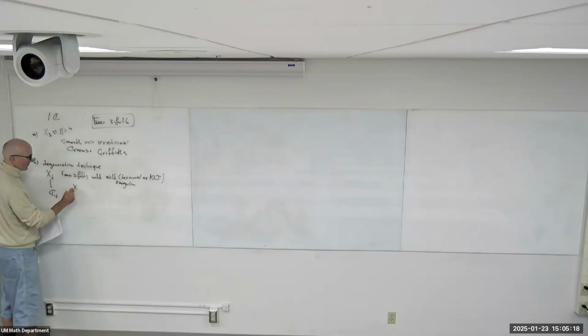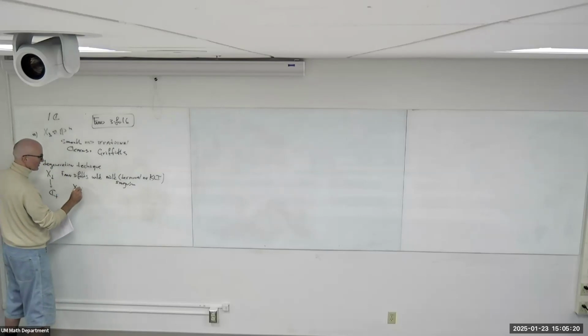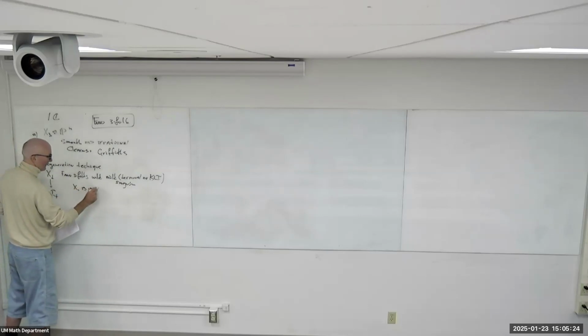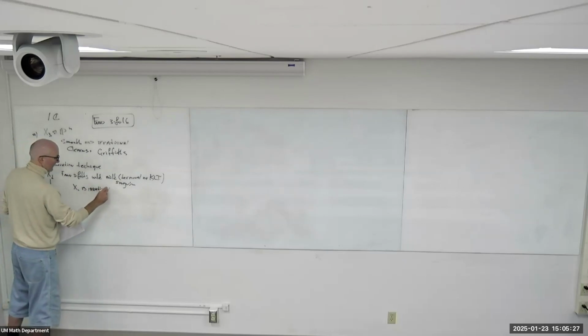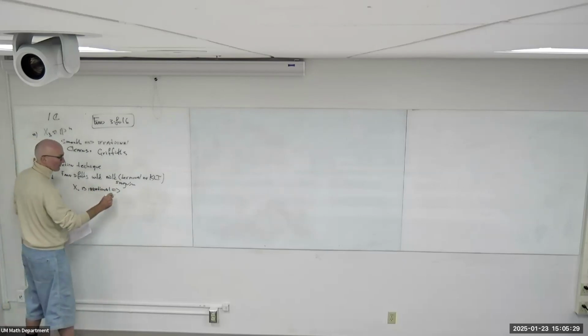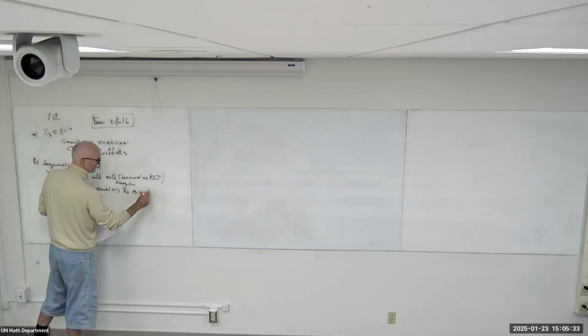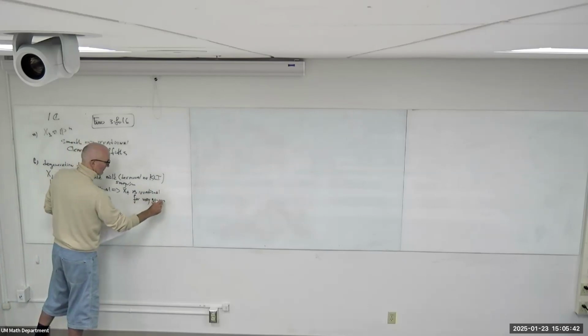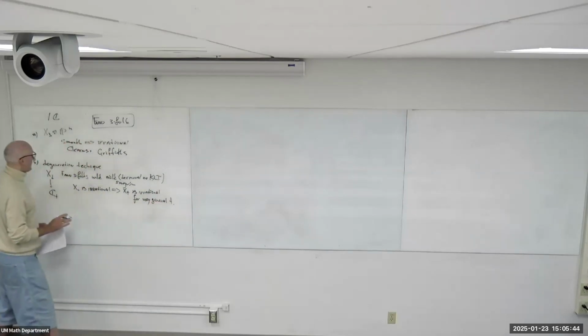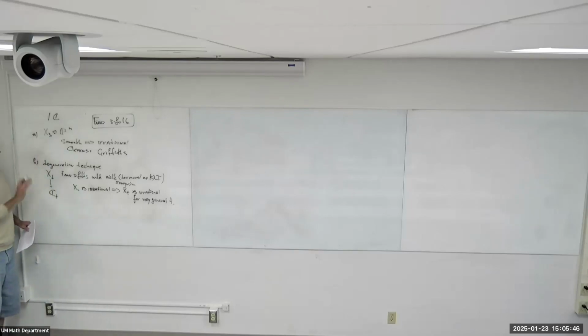Then if, for example, the central fiber is irrational, this implies that the very general fiber is also irrational, for very general t. And this is very applicable.